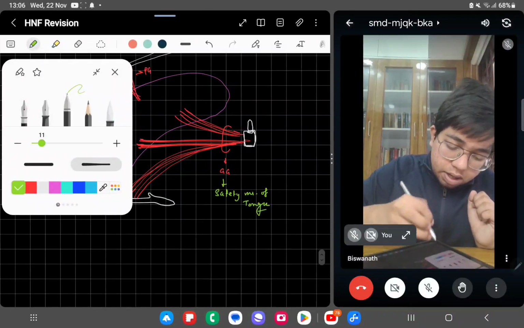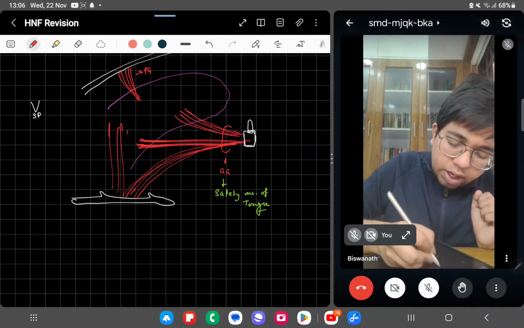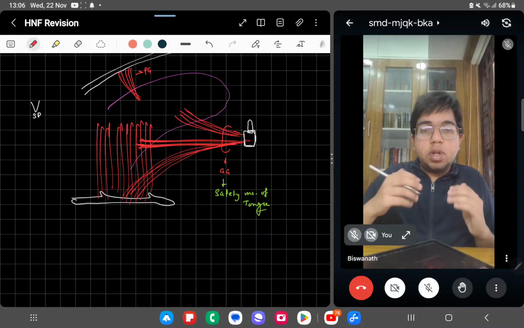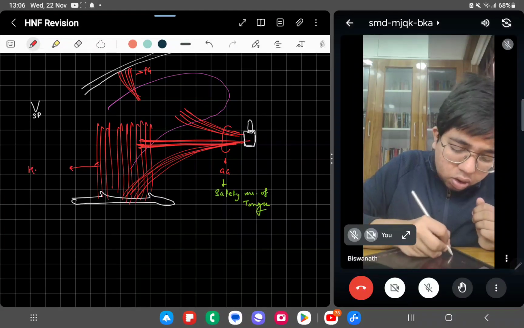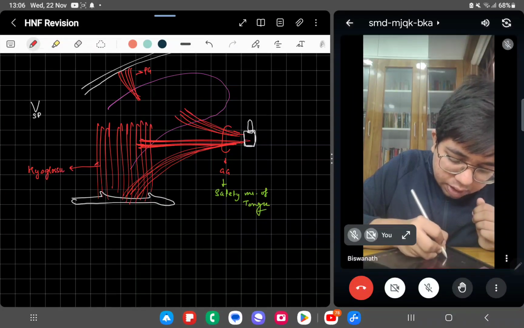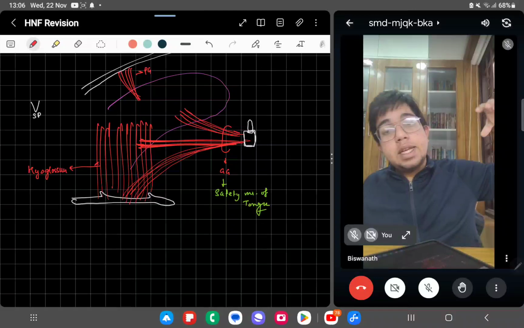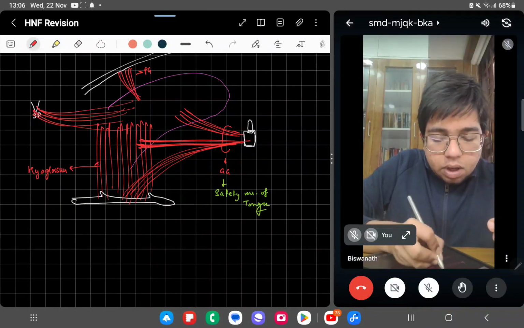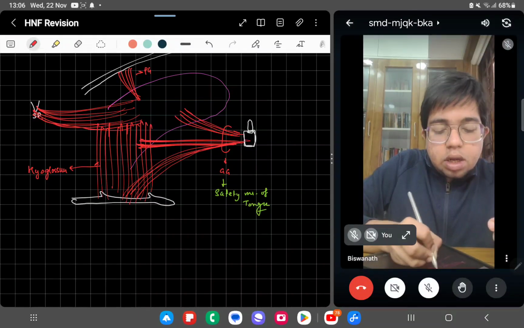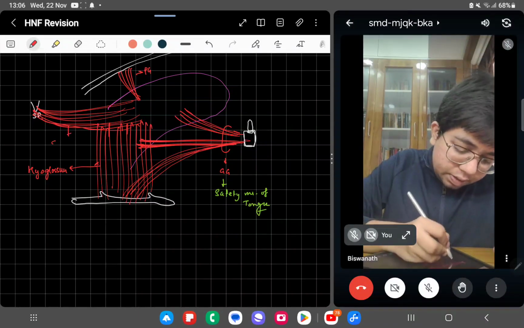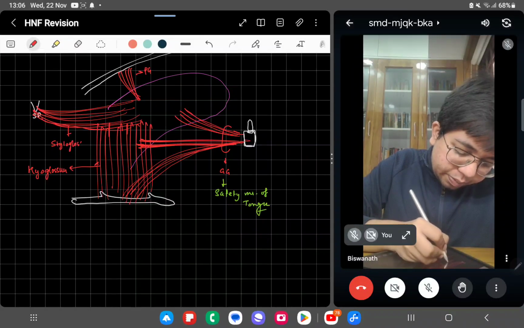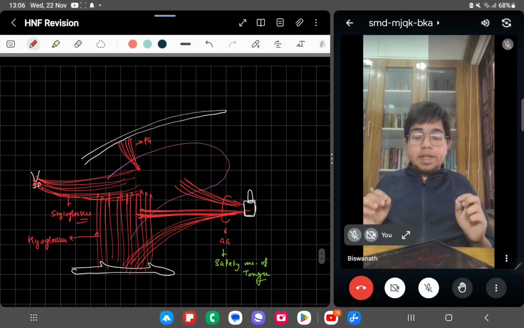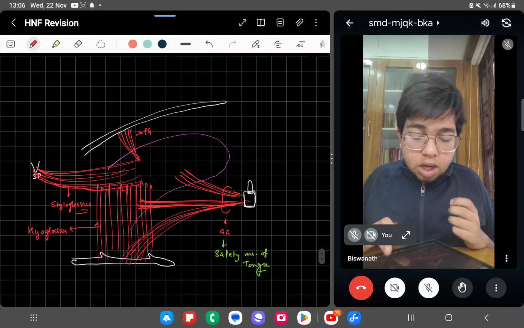Then you have another muscle that is going like this from the hyoid bone to the tongue. These fibers are called the hyoglossus. And there is a muscle which is arising from the styloid process to the tongue like this. This is called the styloglossus. These are the extrinsic muscles of the tongue.